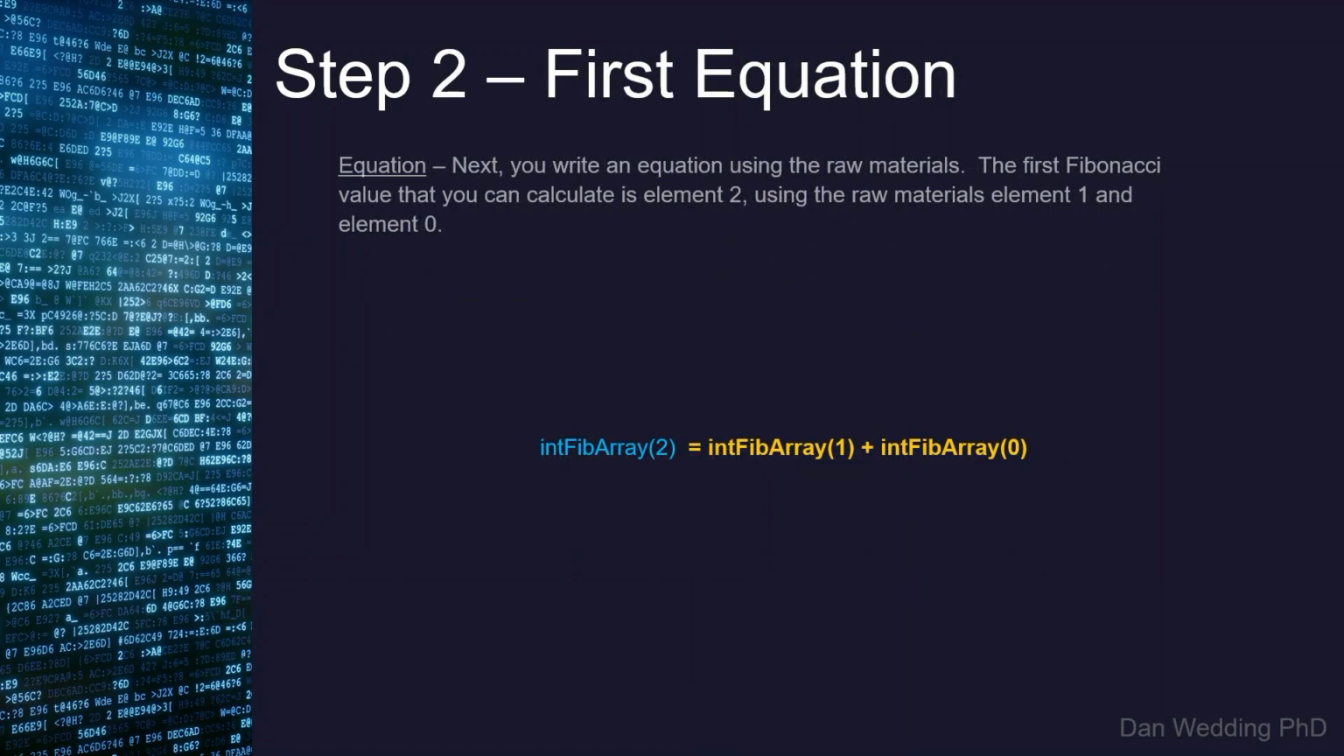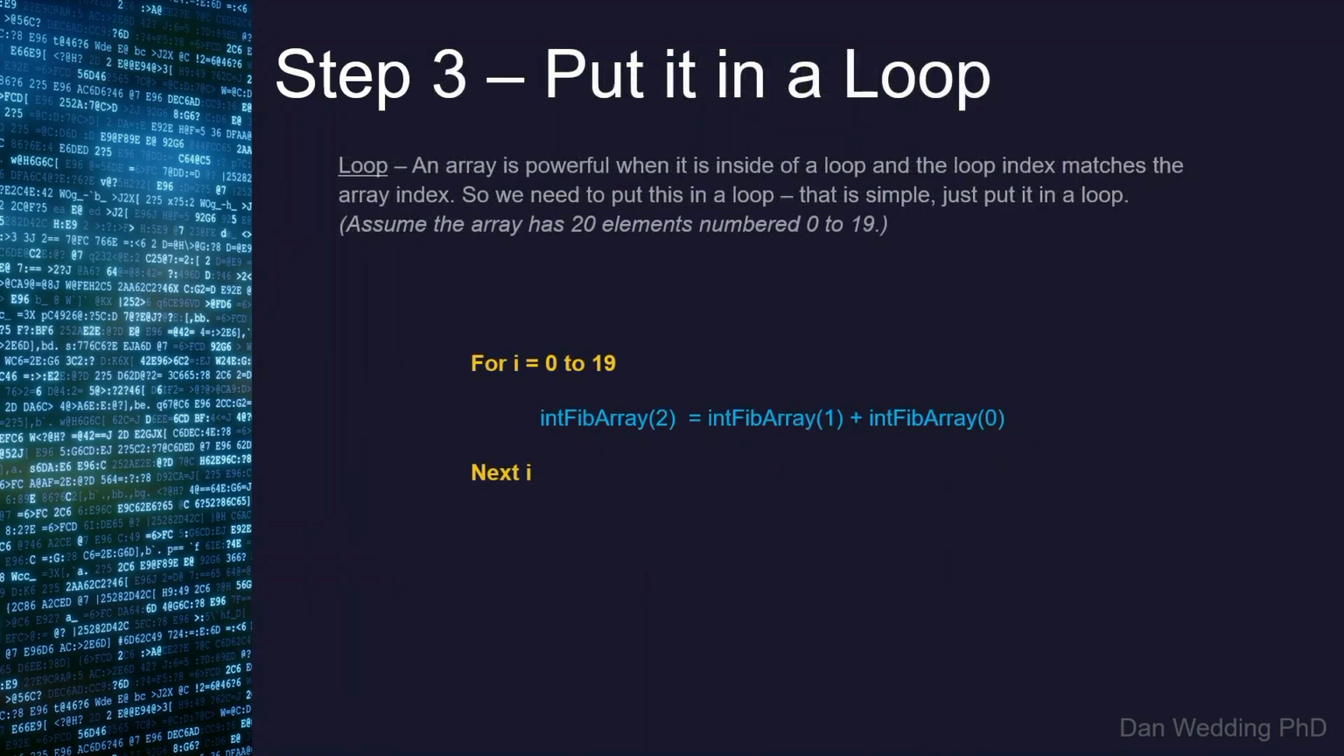Next, you write an equation using the raw materials. The first Fibonacci value that you can calculate is element 2, using the raw materials element 1 and element 0. An array is powerful when it is inside of a loop and the loop index matches the array index. So we need to put this in a loop. It's that simple. Just put it in a loop.